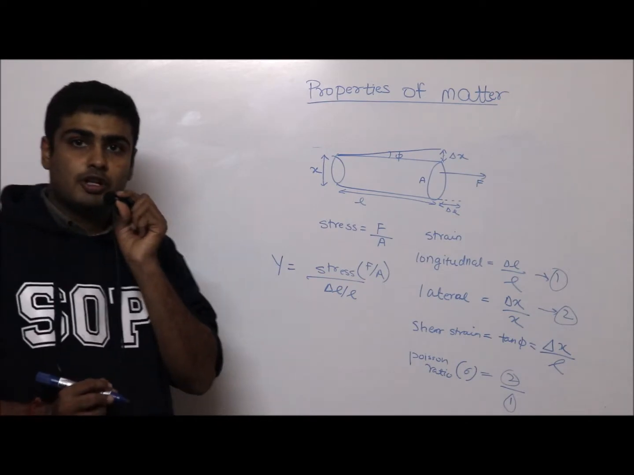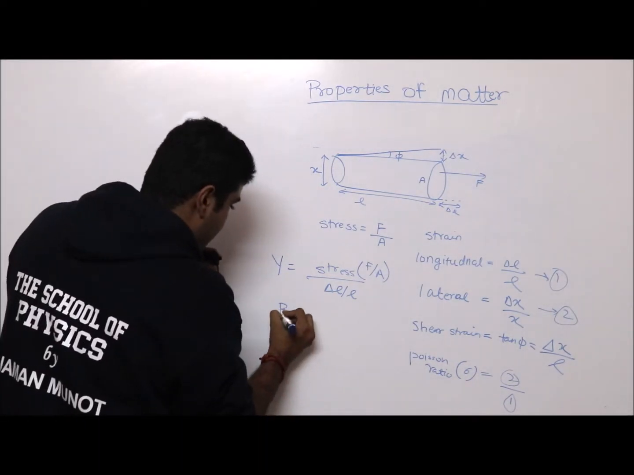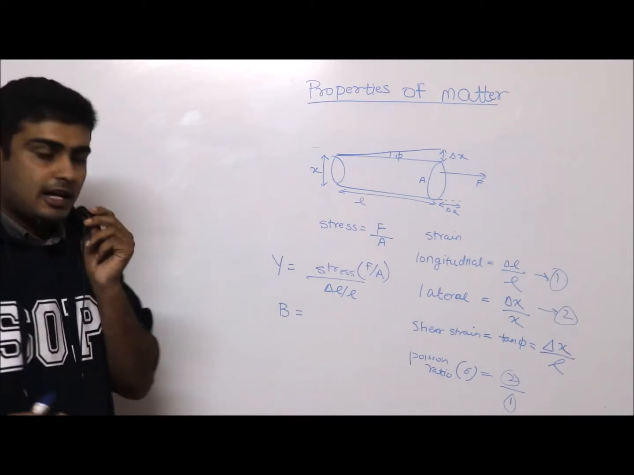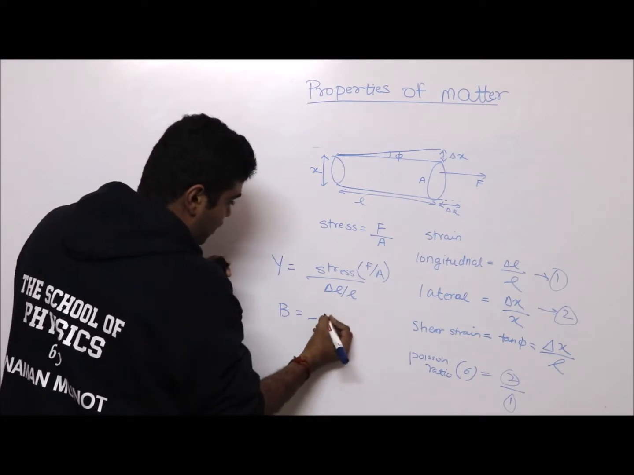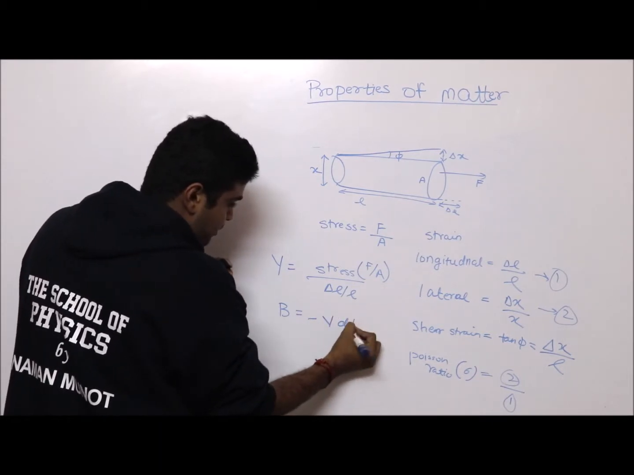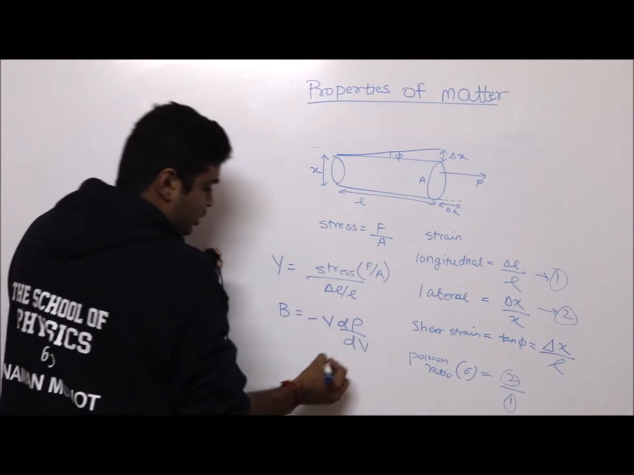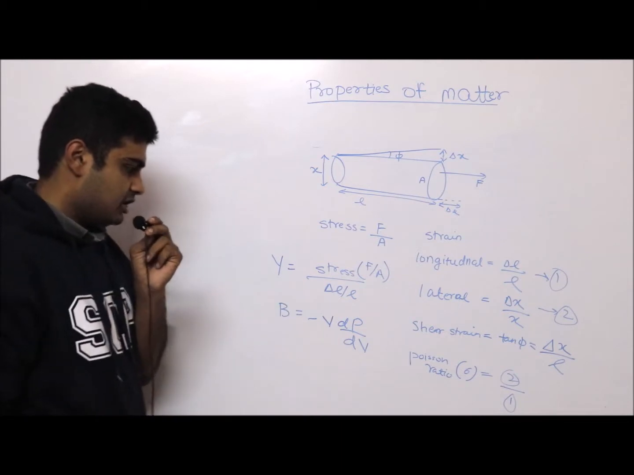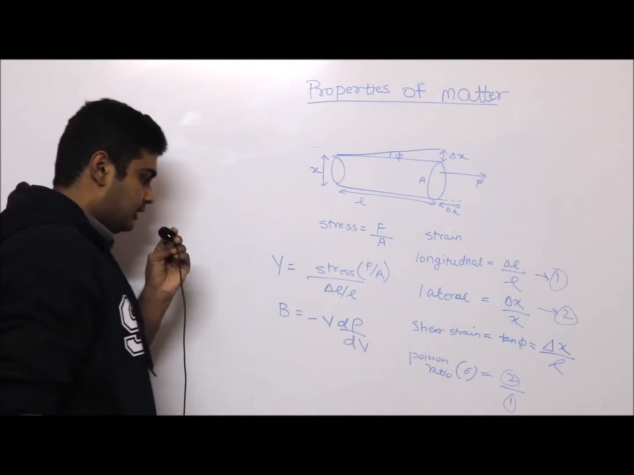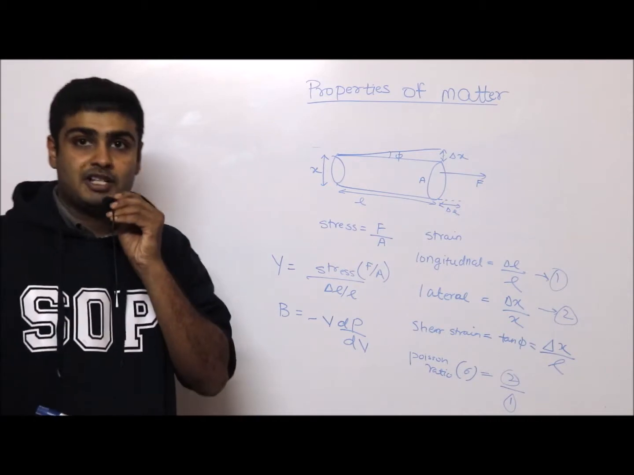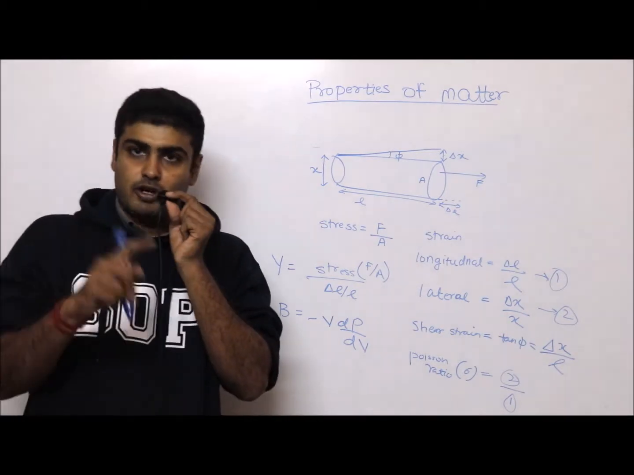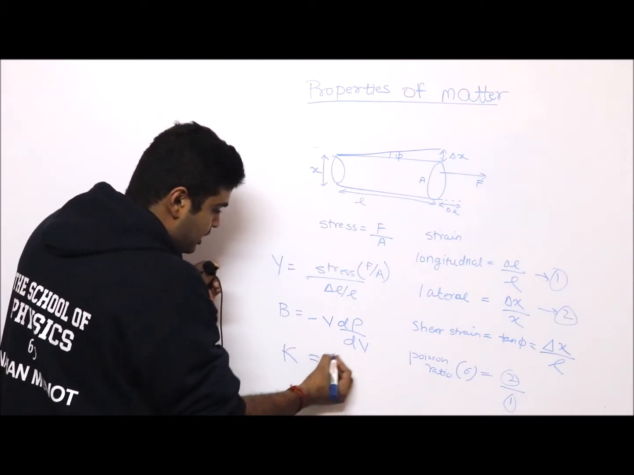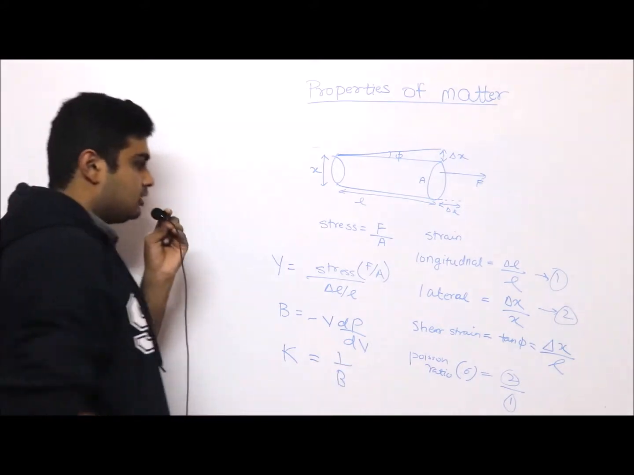Then what is the bulk modulus? The bulk modulus formula is very easy. It is written as minus V dP by dV, that is, minus of volume times the instantaneous change in pressure upon the instantaneous change in volume. Now there is another thing called compressibility. Compressibility K is the inverse of bulk modulus.